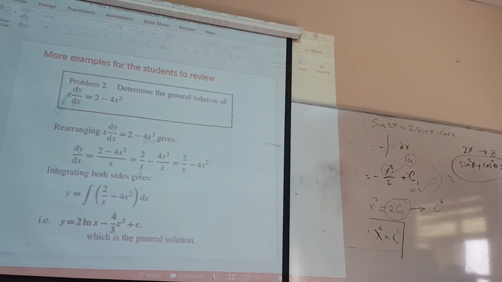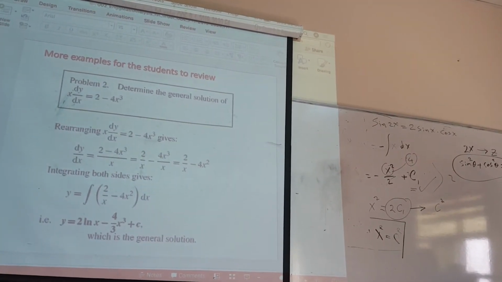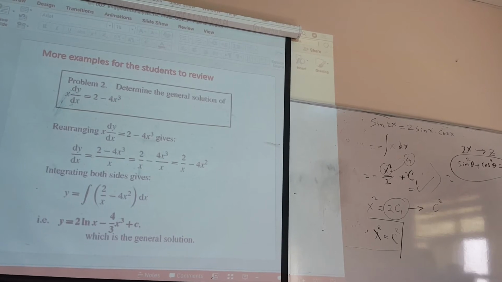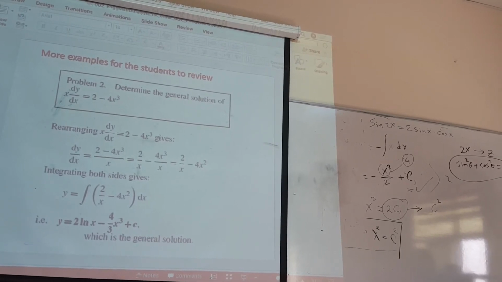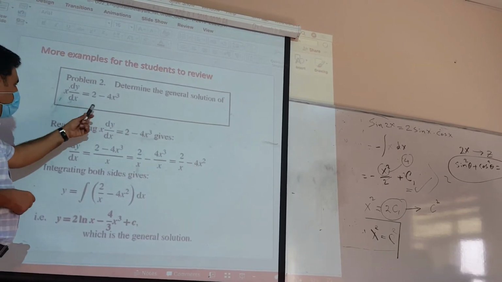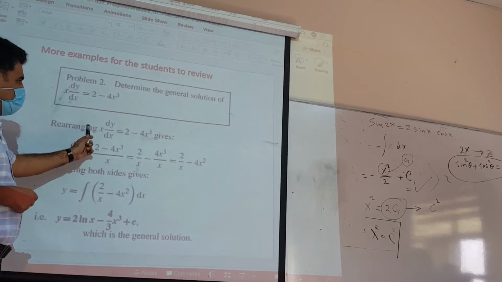Differential equation now. Determine the general solution of x dy over dx is equal to 2 minus 4x.